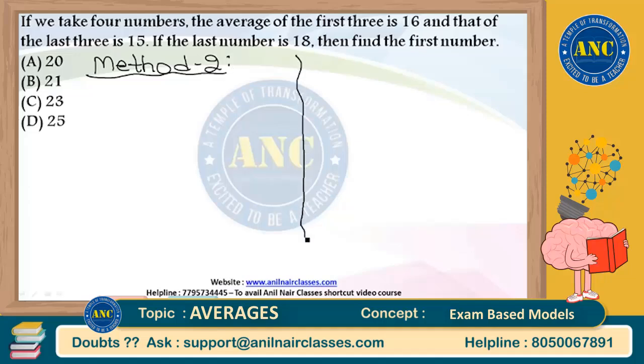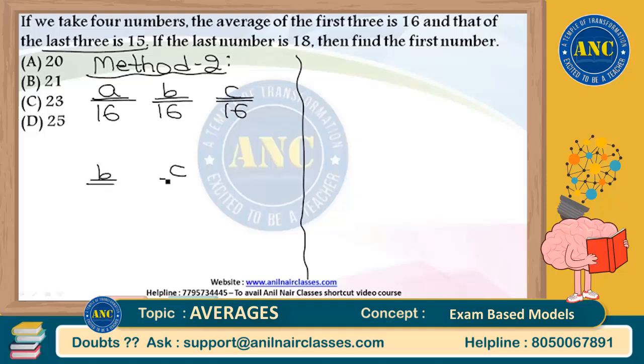Now see here, method 2. Read the first statement. If we take four numbers, the average of the first three is 16. That means A is 16. Average is 16 means all the three numbers are 16. And that of the last three numbers is 15. The last three numbers are B, C and D. Average is 15 means all the three numbers I am making as 15, right?